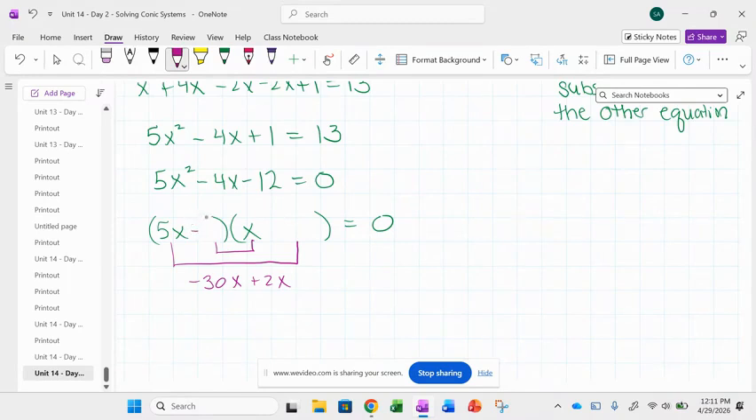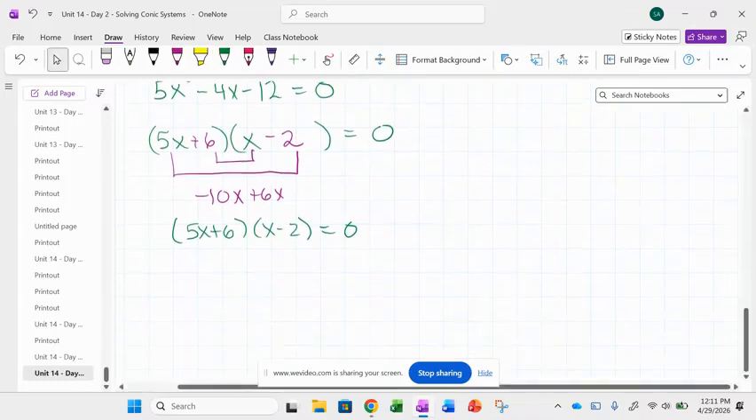So I'm going to go positive 6x and negative 2. Let's check this. So now we're going to have 5x times negative 2 is a negative 10x. 6 times x is a positive 6x. Does that get me to a negative 4x? Yes. So we have our winners. Now what we need to do.